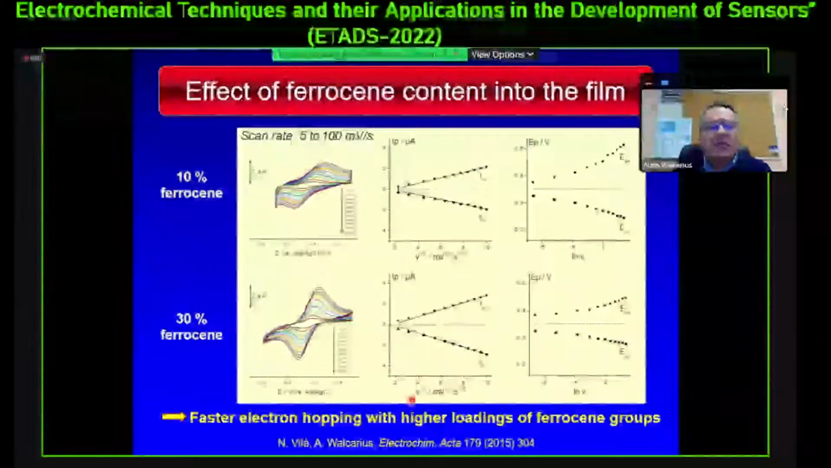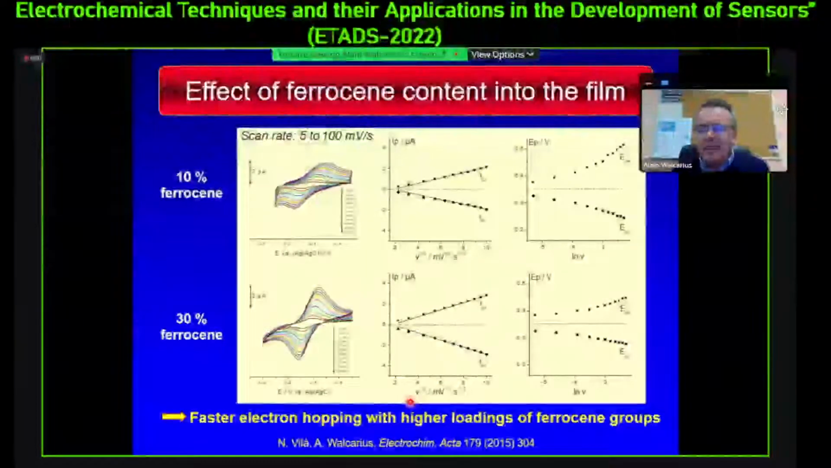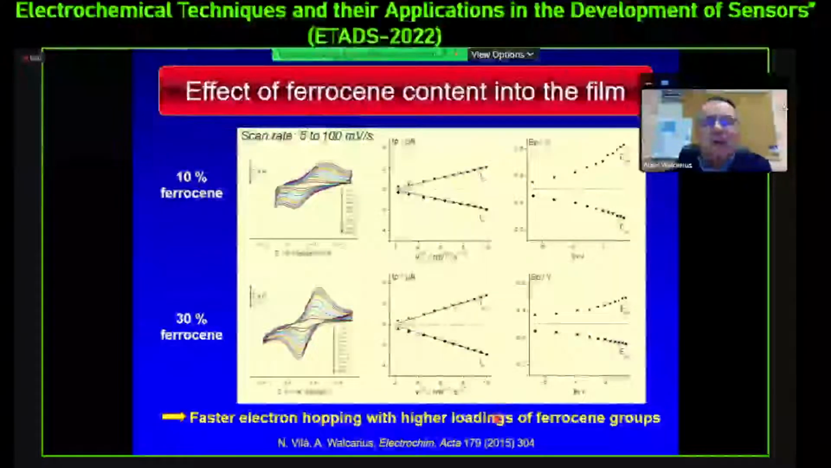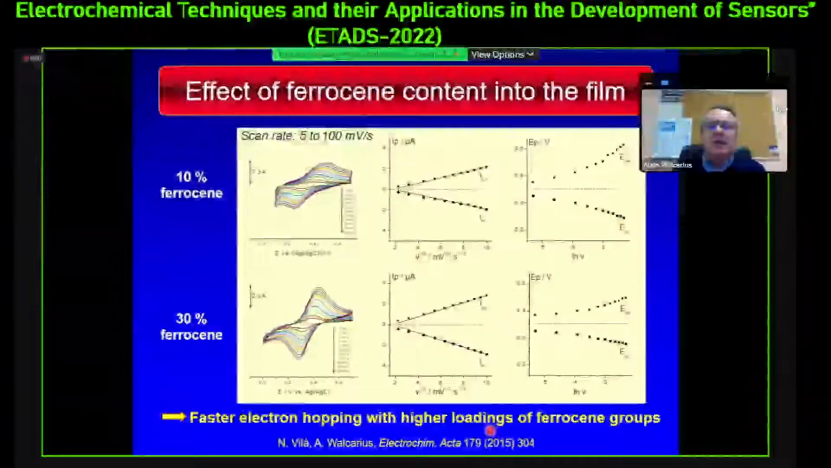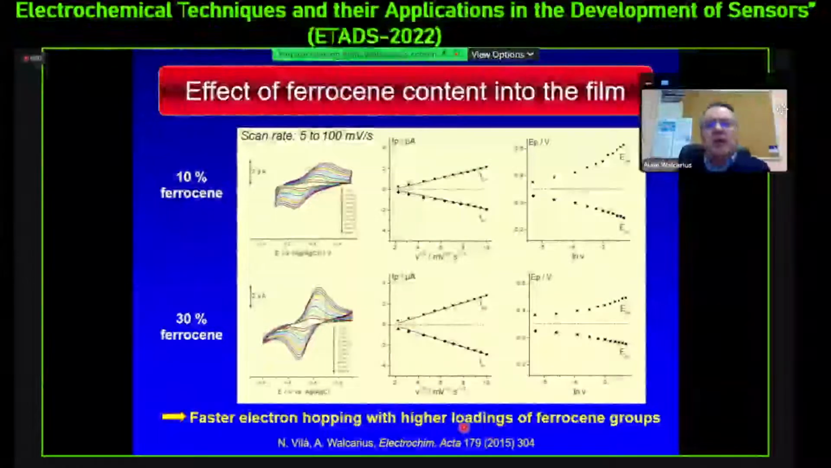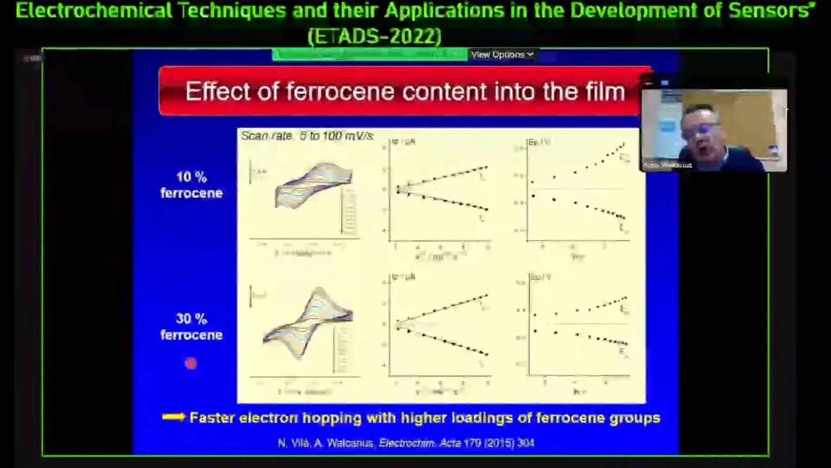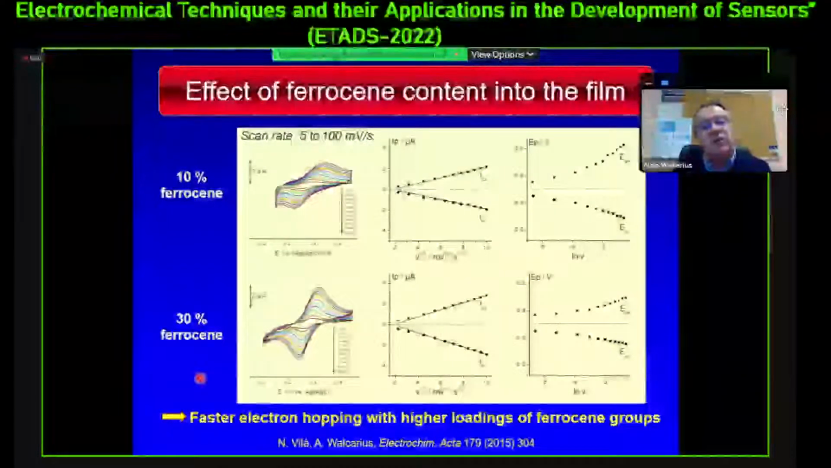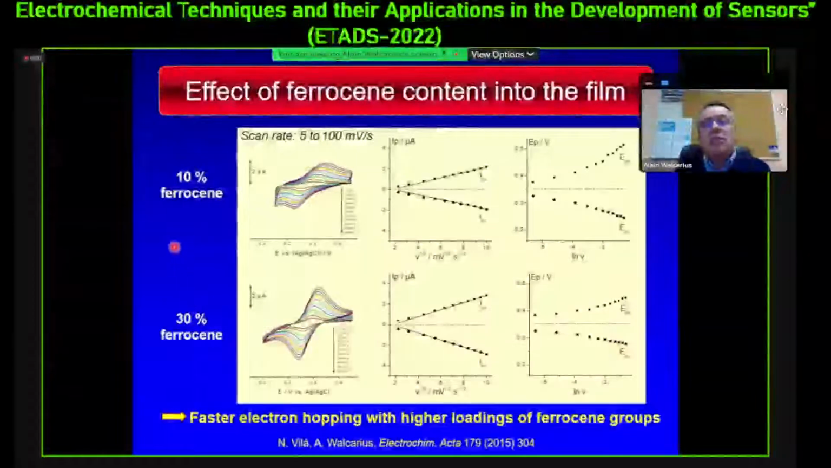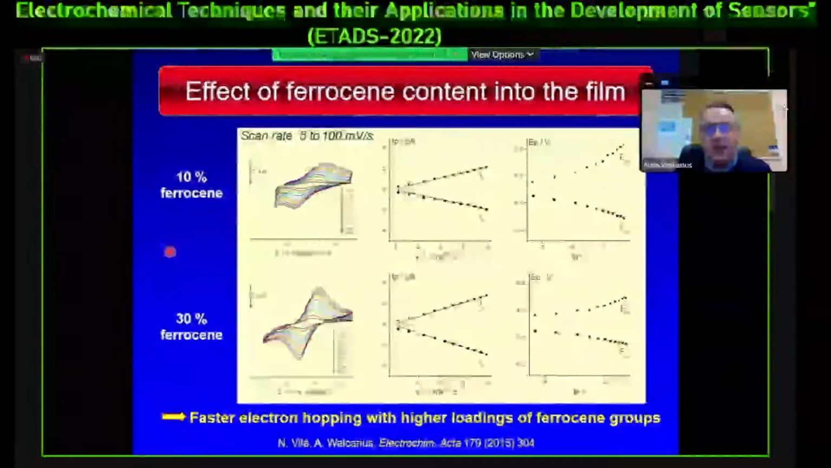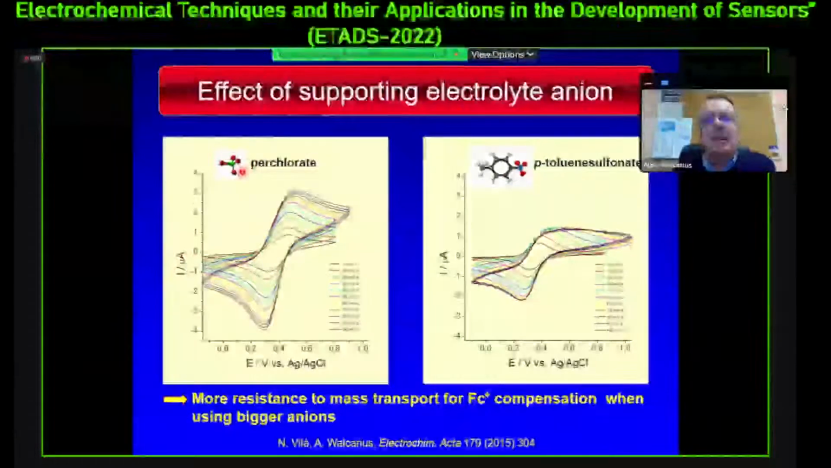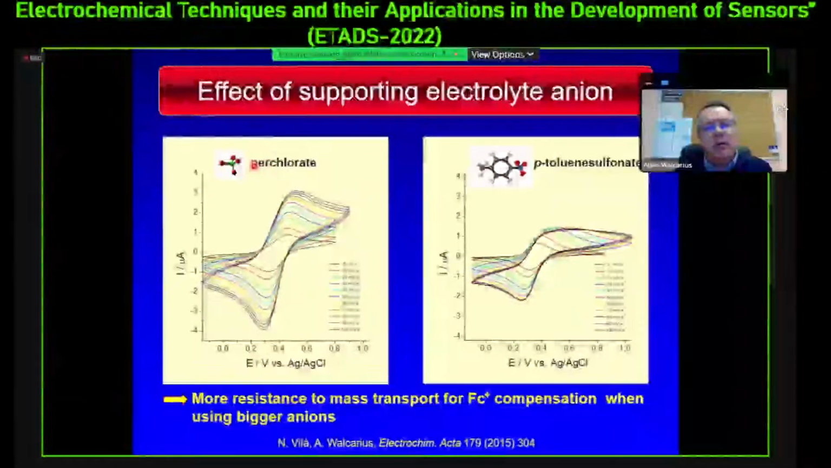In all cases, for potential scan rates larger than 20 millivolt per second, the peak currents are directly proportional to the square root of the scan rate, indicating that we are limited by diffusion. It can be the pseudo-diffusion of electrons during the electron transfer, but also the charge compensation. Because each time you oxidize a ferrocene into ferrocenium, you need a charge-compensating anion to enter into the film to compensate the charge.